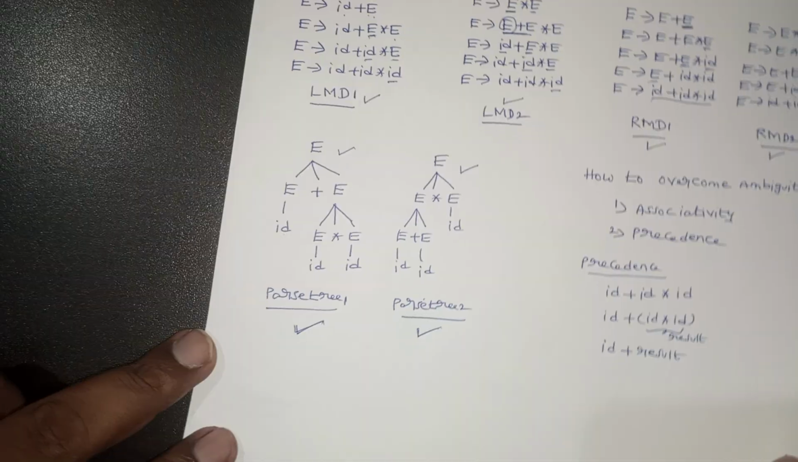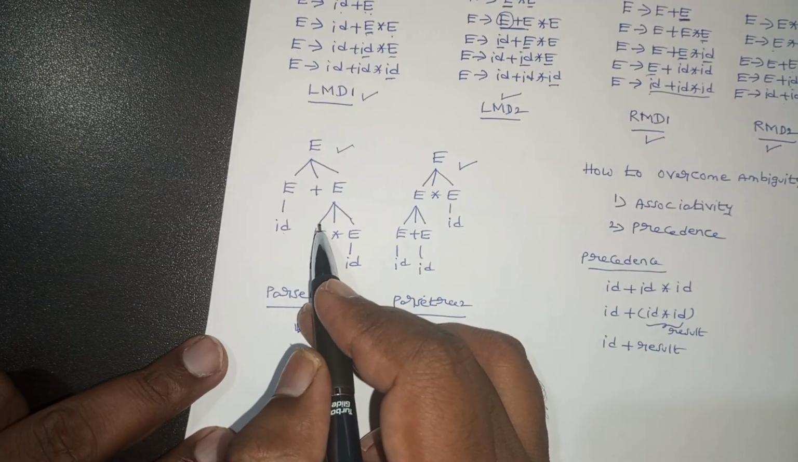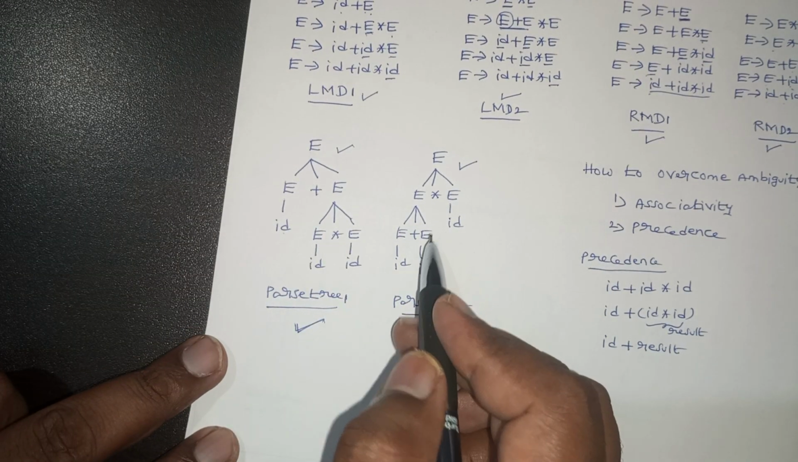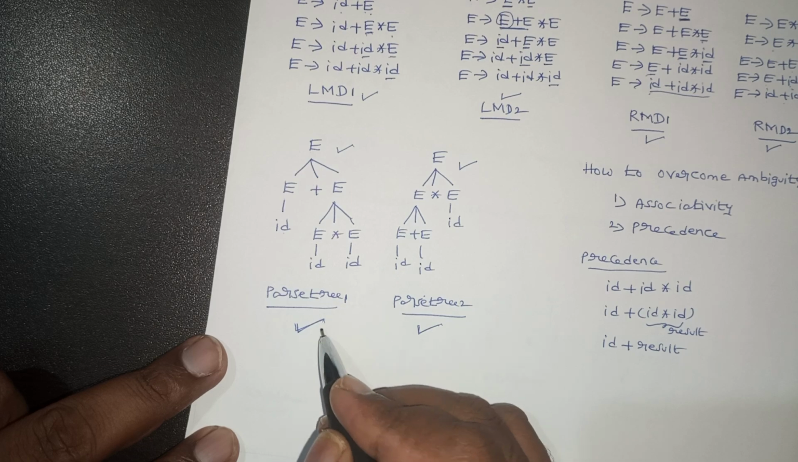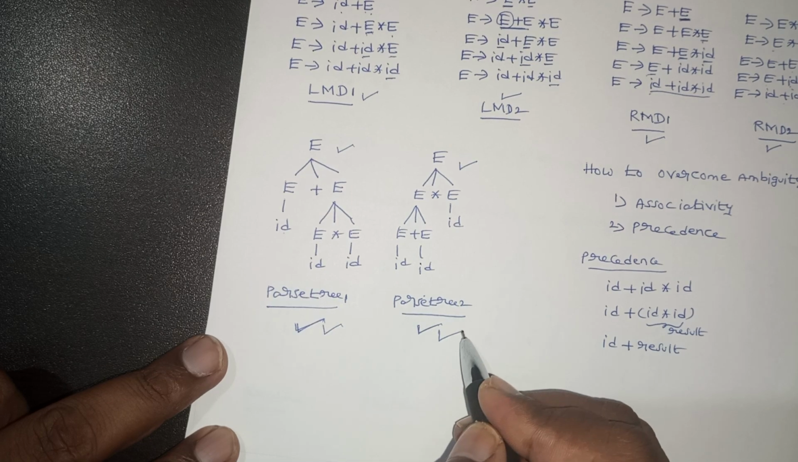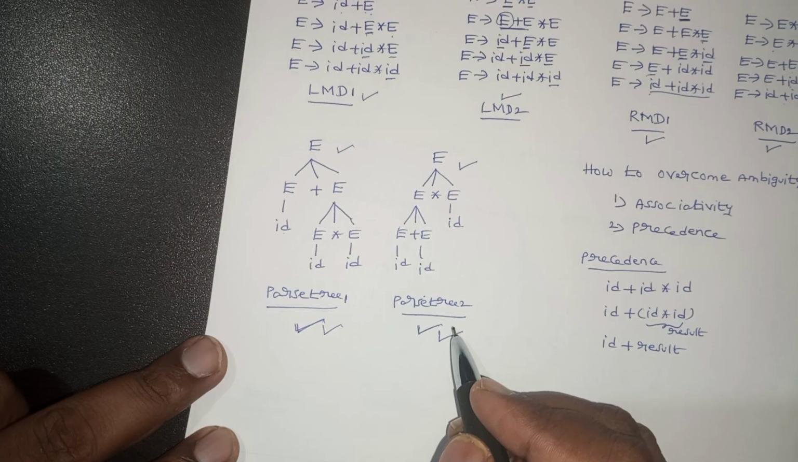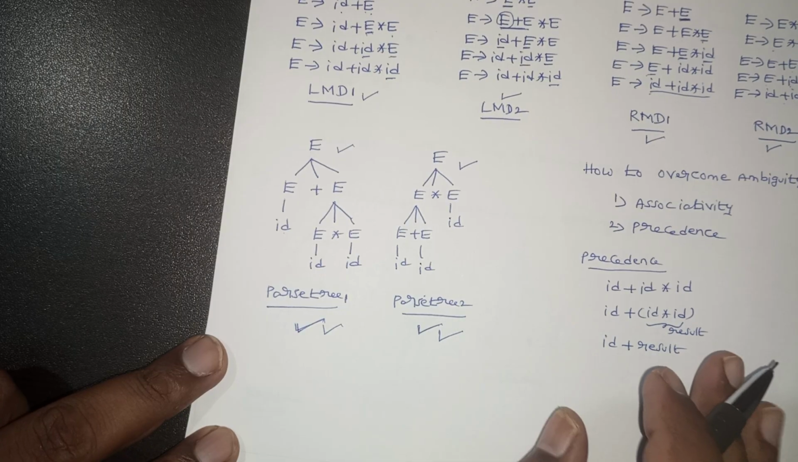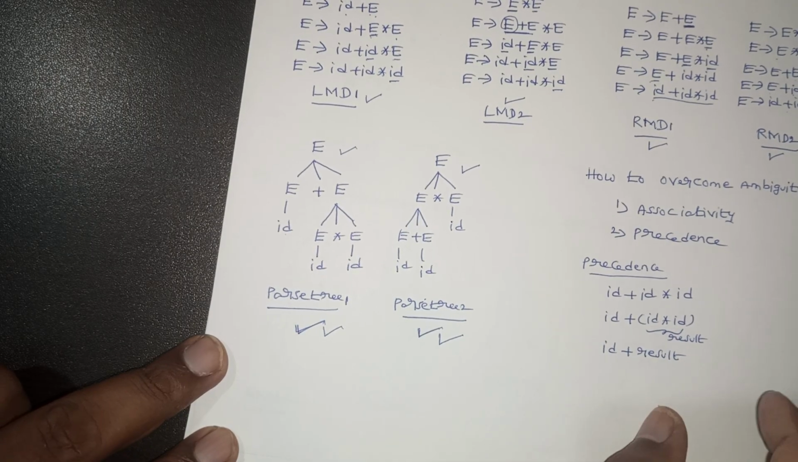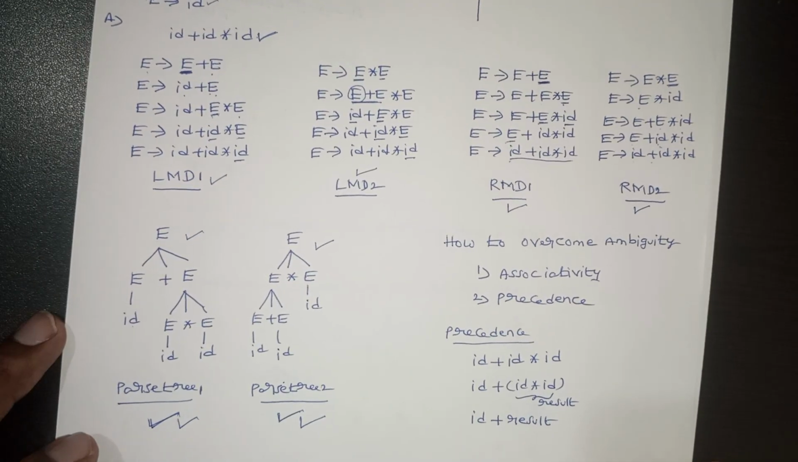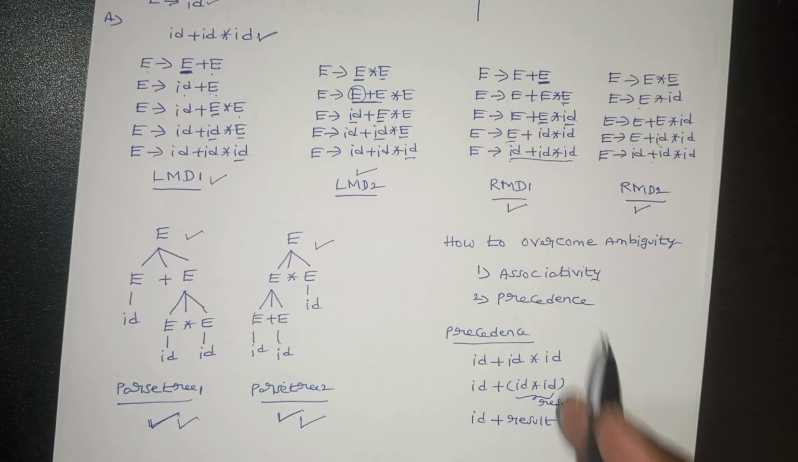So when there are two parse trees, the compiler has some ambiguity whether to choose parse tree 1 or parse tree 2. That is the problem. So what you have to do is remove the ambiguity. You have to convert the ambiguous grammar into an unambiguous grammar. That is our intention. So generally, how do we overcome the ambiguity?